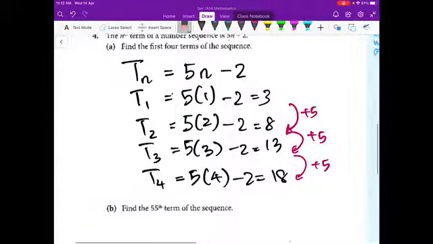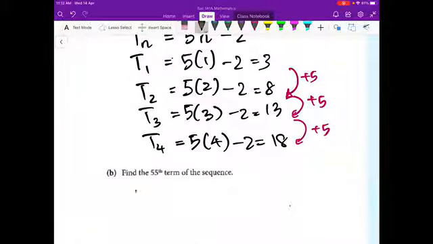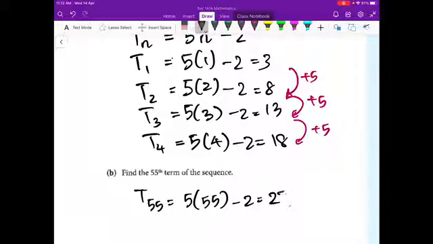So now, find the 55th term of the sequence. So term number 55 will be 5 times 55 minus 2. What's that? Okay, correct. 273. Done.